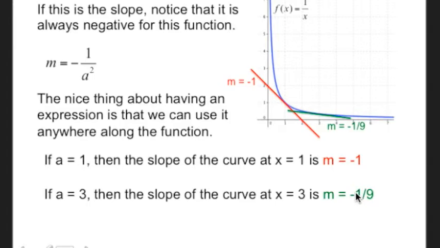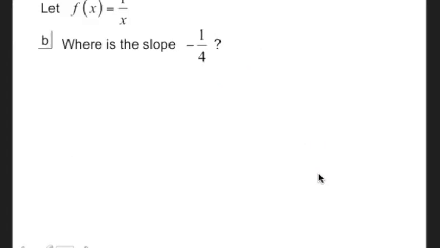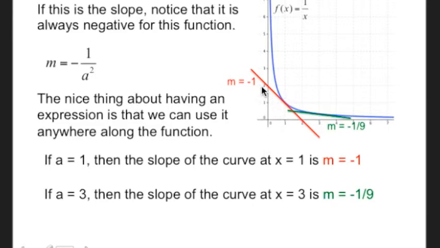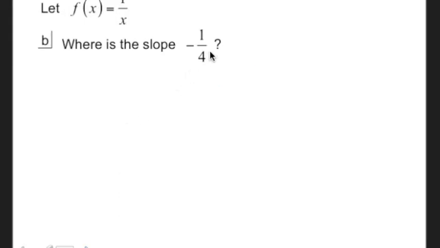So the next question is, where is the slope negative 1/4? If we think about that, going back to the previous slide, we have a slope of negative 1 here on the red, and negative 1/9 in the green. So negative 1/4 must be somewhere in between. We can set negative 1/4 equal to the expression for the slope, and then solve this algebraically. Notice that when we cross multiply, we get a squared equals 4. And when we solve that, we get a is plus or minus 2.